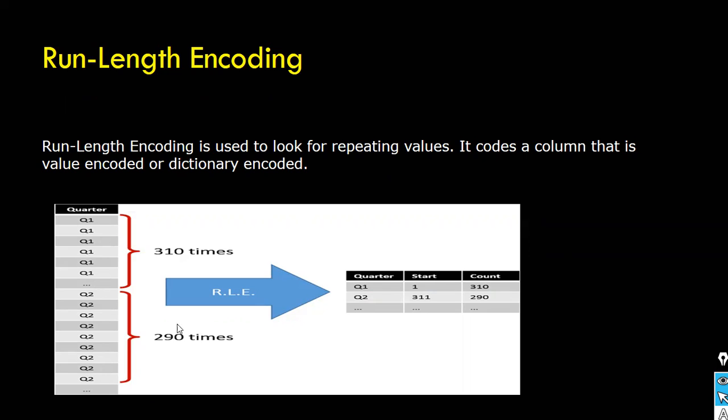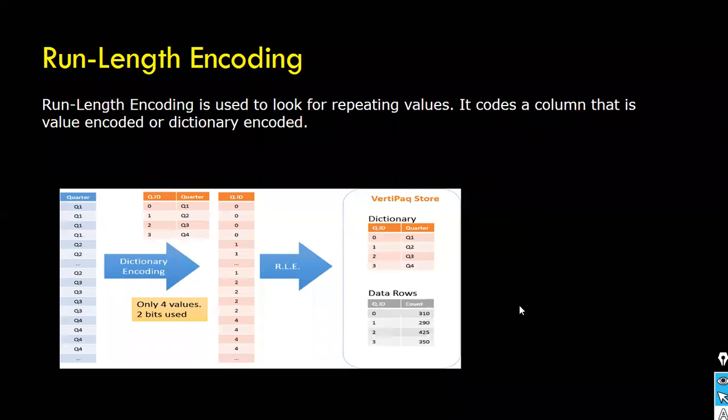So in this case, what happened? Q1 starts from position 1 with a count of 310, meaning it appears 310 times, and Q2 starts after the 310th position, at 311, and repeats 290 times. And now they combine the dictionary encoding with the run length encoding.